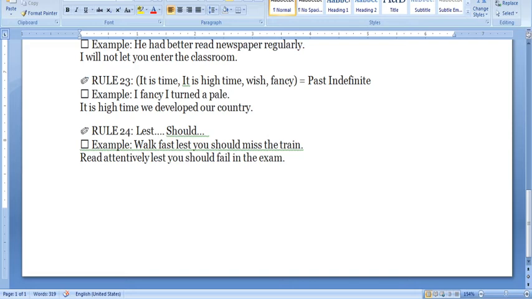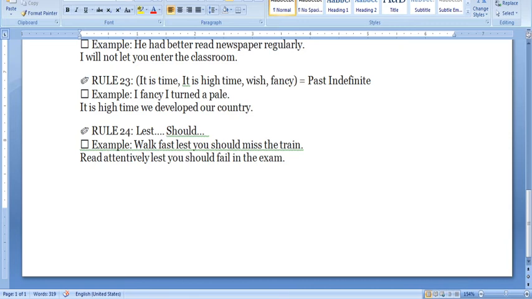So, I fancy I turned pale. It is high time we developed our country. In this case, in the first sentence, fancy, then after this the verb turn, so it will be turned. Next it says it is high time. So as soon as we found the phrase it is high time, the verb develop will be developed. So this is very simple. It is time, it is high time, wish, fancy. After this we will take past form of the verb.